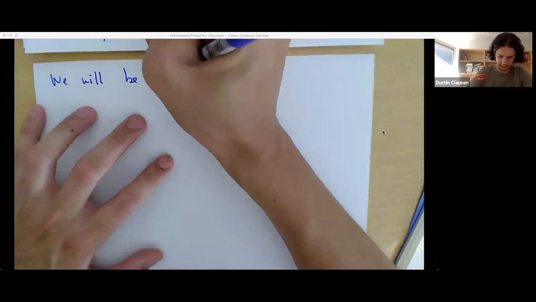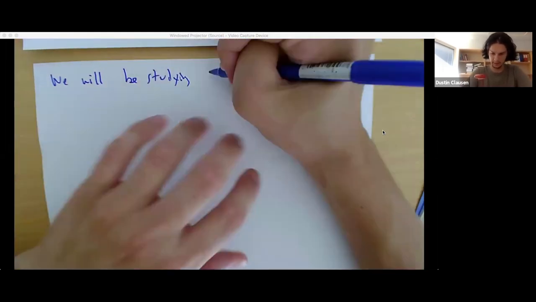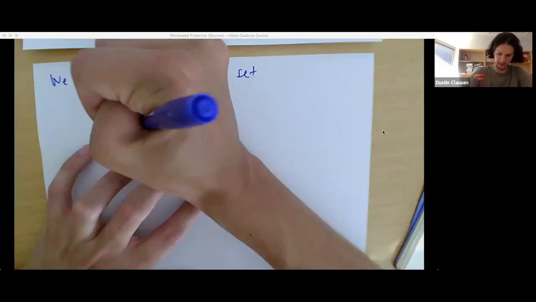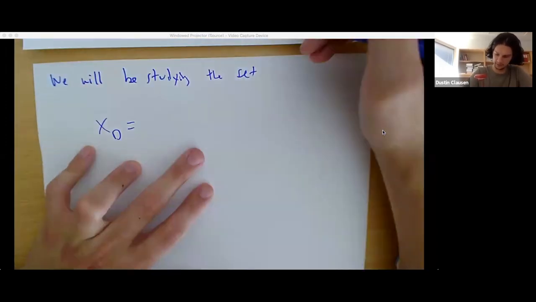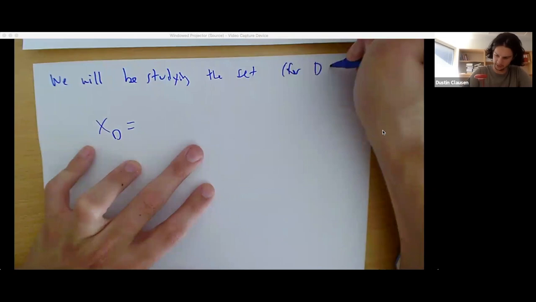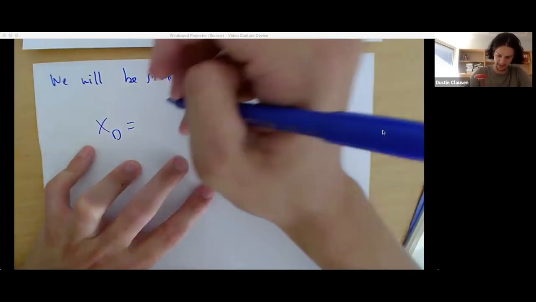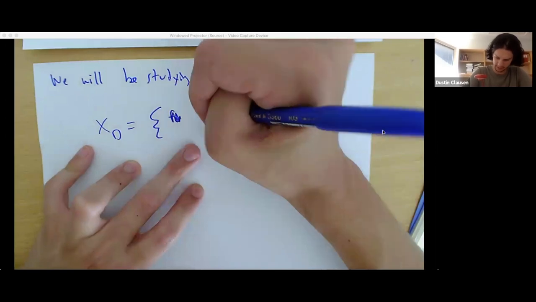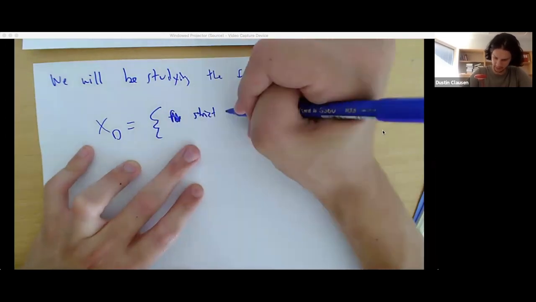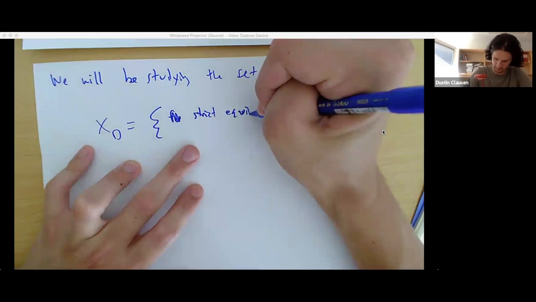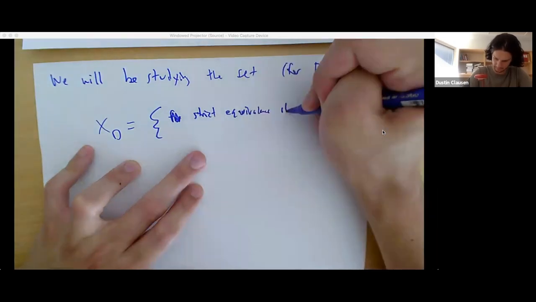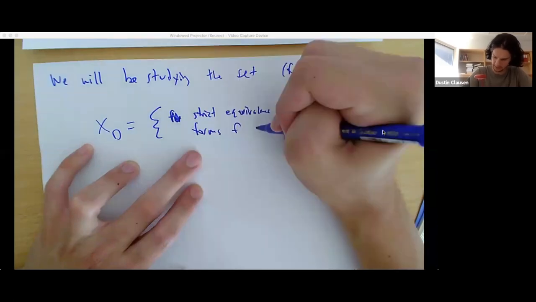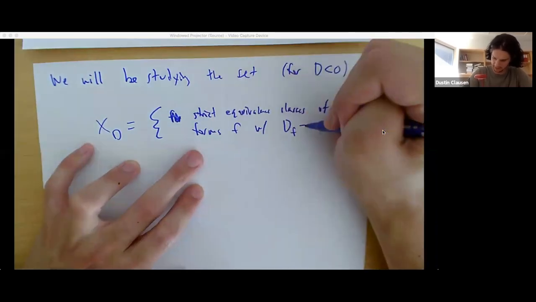Now, we're going to be interested in studying the set X_D, for D a possible discriminant, so D a negative integer, the set X_D, which is the set of strict equivalence classes of forms of discriminant D. So forms with disc(F) equal to D.